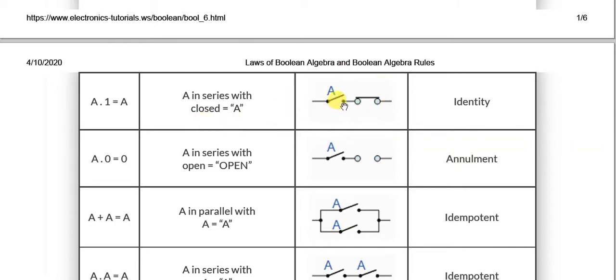So if A is 1, and this is obviously 1, already in the 1 state, which is the closed state, then obviously the current will pass through. If A is 1, the output is also 1, so that is A equal to A. But if A is open, 0, then the output is also 0. Whatever value A has, that is the value at the output.